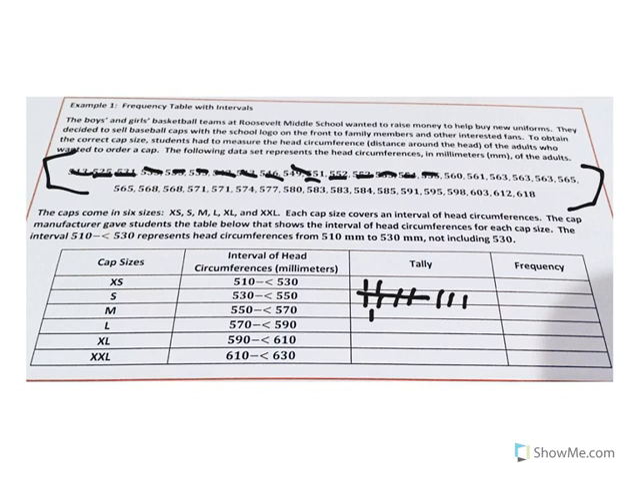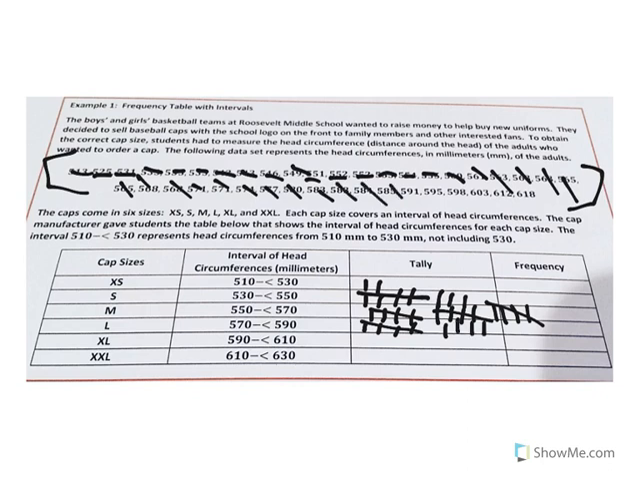So that is 1, 2, 3, 4, 5, 6. I'm sorry, 5. I already did 1. 1, 2, 3, 4, 5. 560. 561. 563, 563, 563, 565, 565, this one's appearing quite a bit, 568, 568, gives us 15 there. 571, 571, 574, 577, 580, 583, 583, 584, 585.